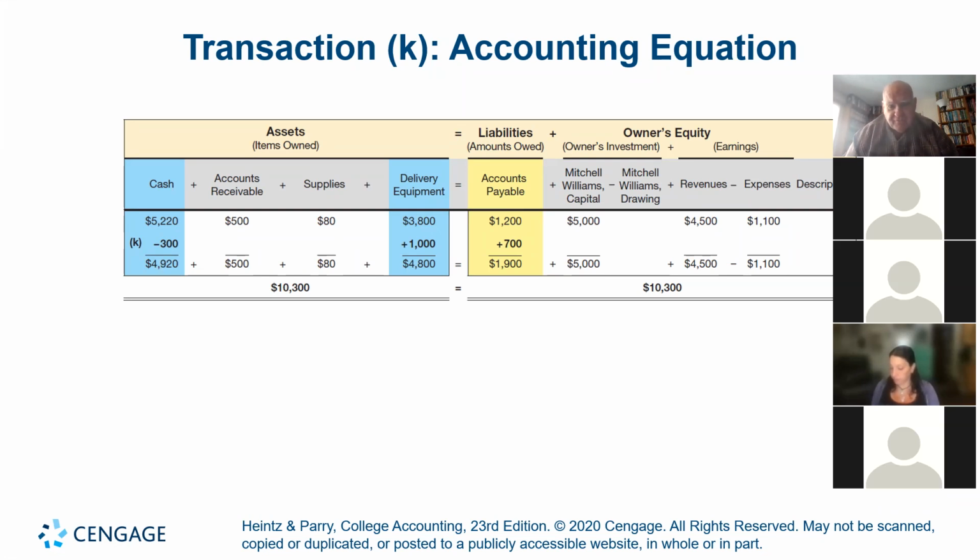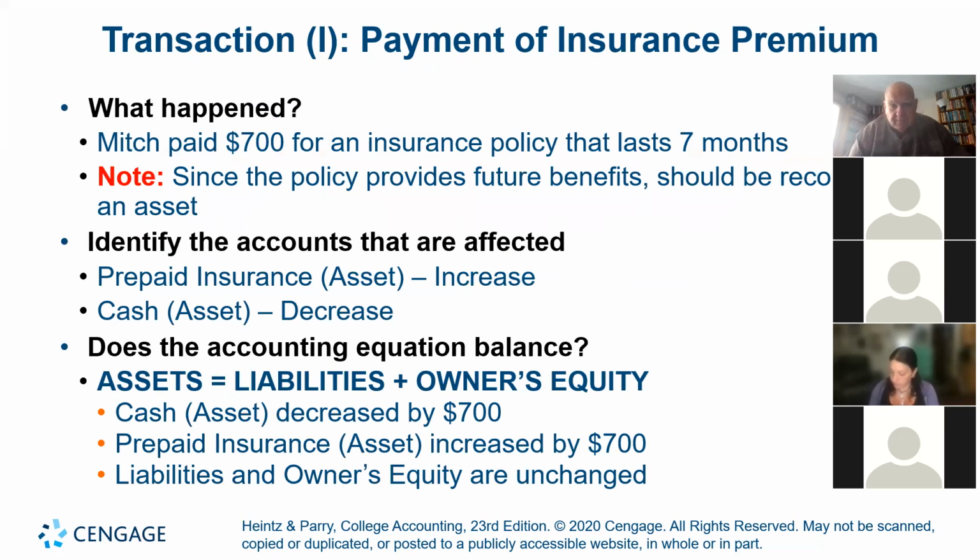We owe the difference of $700 in accounts payable. The accounting equation remains in balance. On this transaction, we had plus 1,000 minus the 300, 700 equals 700. We are still in balance.